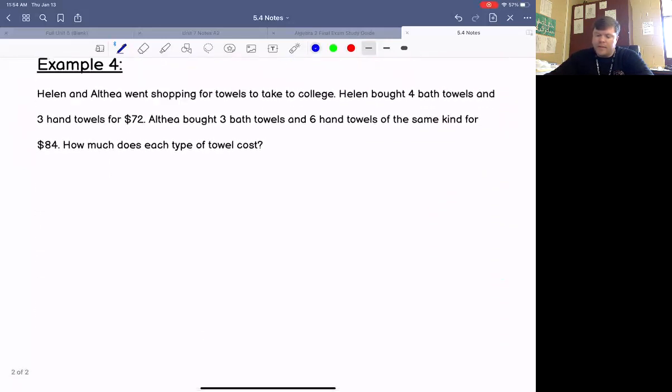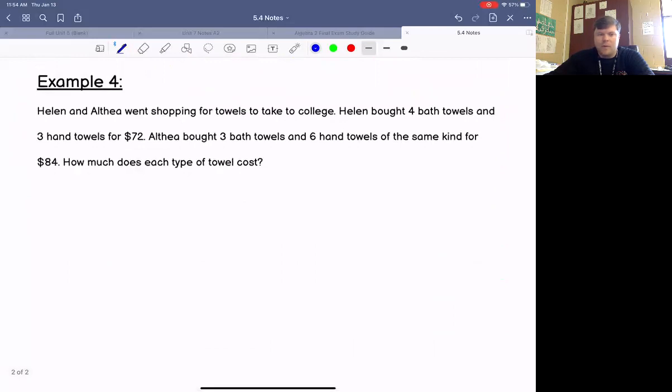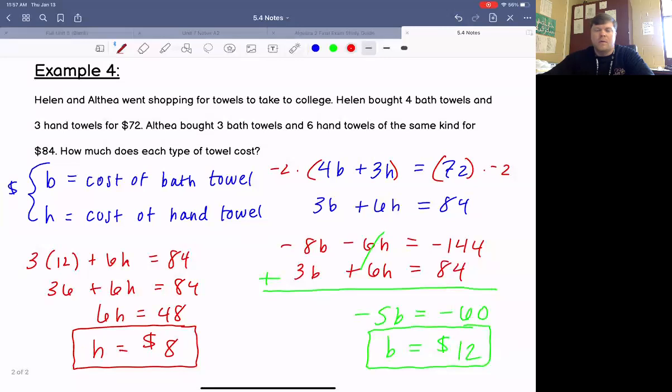So similar type of example here in example 4. Matter of fact, if you want to pause the video and try this one on your own, that would probably be a good idea. So go ahead and pause the video now. Whenever you press play, the answer will be up here and you can check your work. All right, so let's go ahead and take a look at example 4.